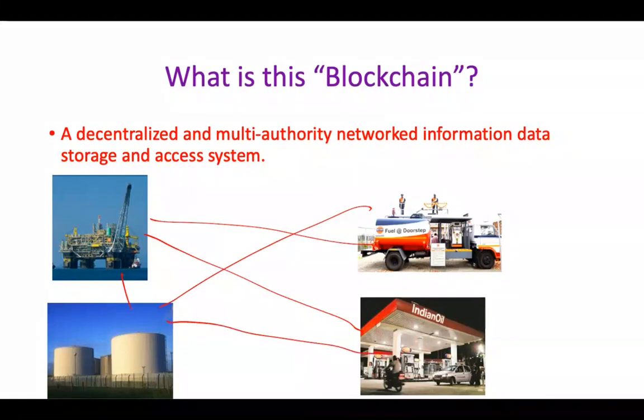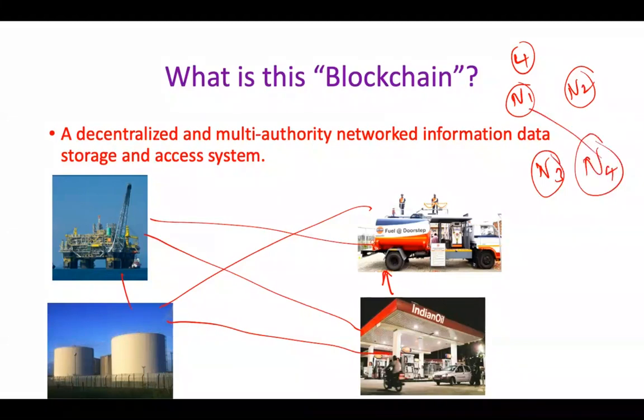Your Indian retailer is also connected to every other node. So if there are 4 entities involved, for example, your node 1, node 2, node 3, and node 4 are connected to every other node in this network to achieve the distributed mechanism. And the third one is in this block, so that will give you the multi-authority network. Everyone has control over the bulletin.